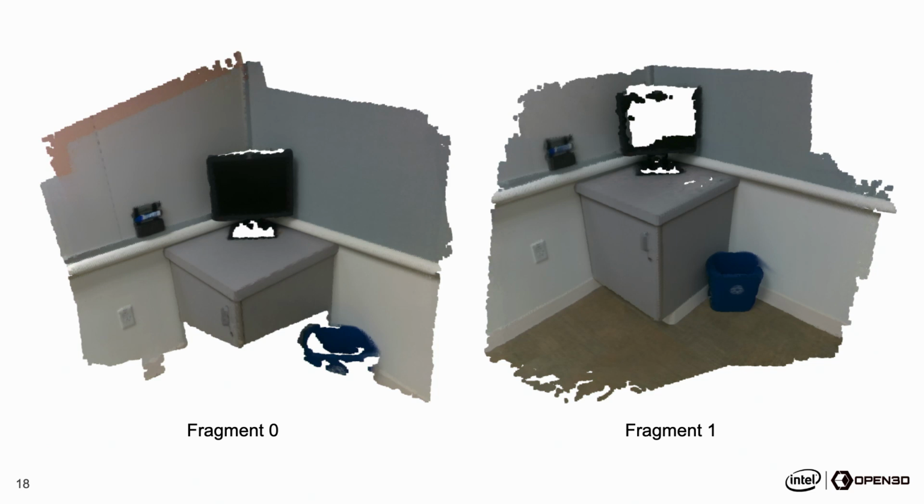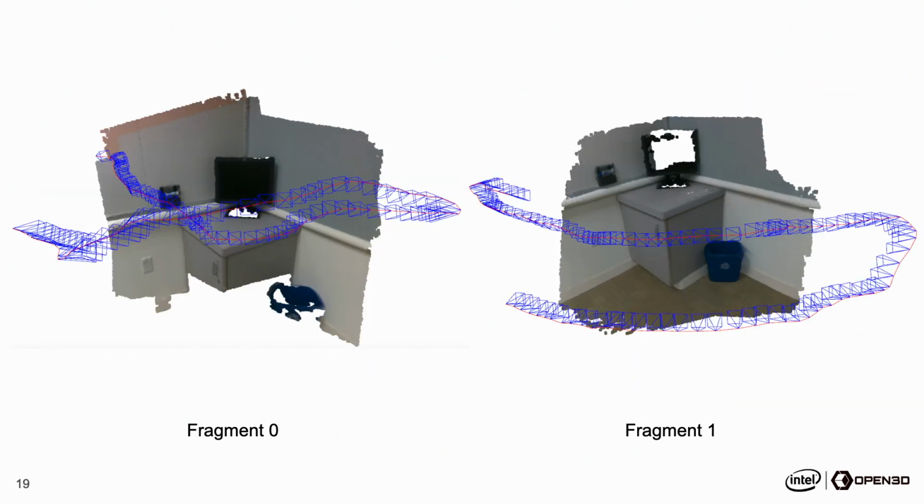To do the reconstruction of a local patch, we need to estimate the camera poses. We need to do the odometry and integrate the multiple RGBD frames. So what we see here is the camera pose estimation.